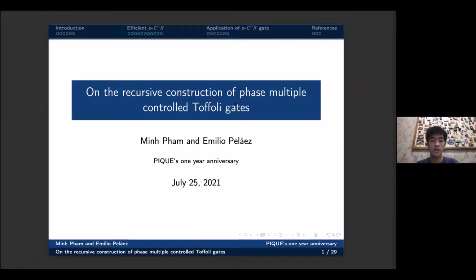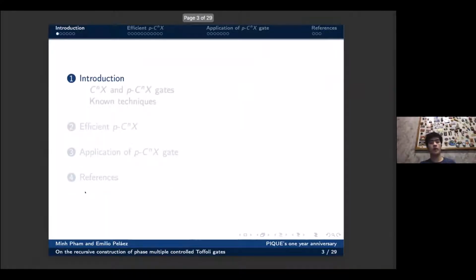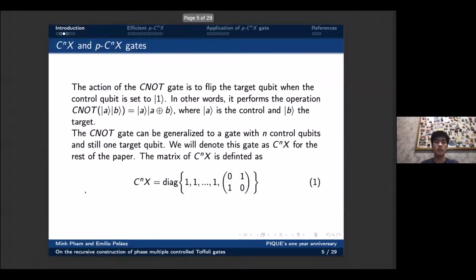I'm Minh, and I'm working with Emilio on the recursive construction of the multiple control Toffoli, right? So before we start, let me reintroduce the concept of the Toffoli gate and the multiple control Toffoli gate.